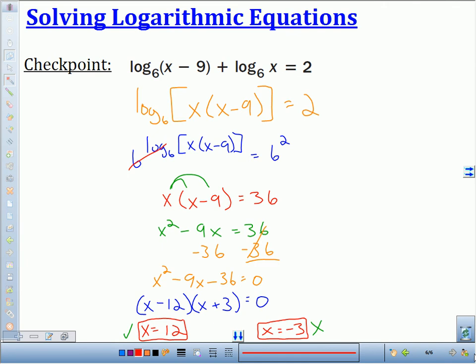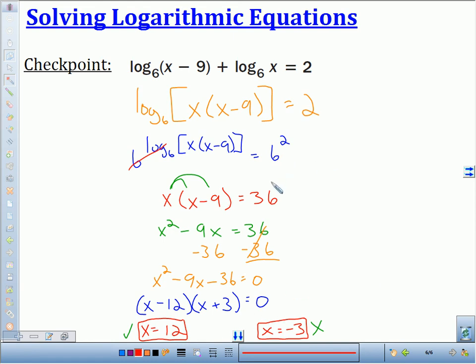All right, we're back and here's the solution. Now you can see we used the product property of logarithms to combine them. Once we did that, we exponentiated both sides, canceling out the logarithm. Then we distributed. Notice we're following exactly the same steps that we just followed. We get x squared minus 9x equals 36. Subtract 36. We get x squared minus 9x minus 36, which we can factor into x minus 12 and x plus 3. So our solutions would either be x equals 12 or x equals negative 3.